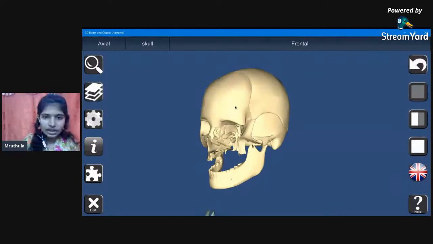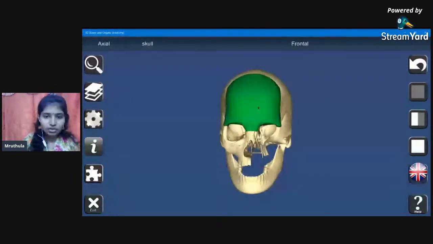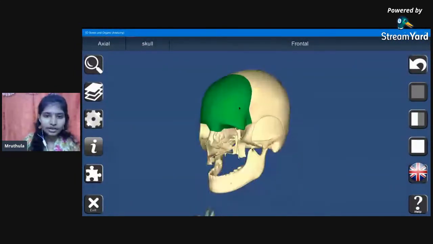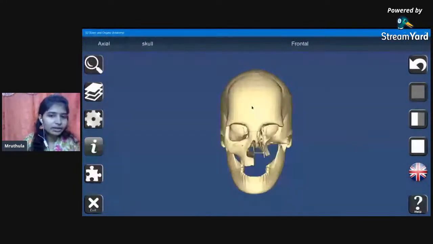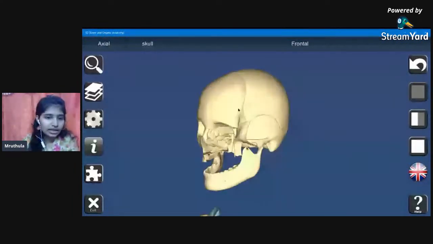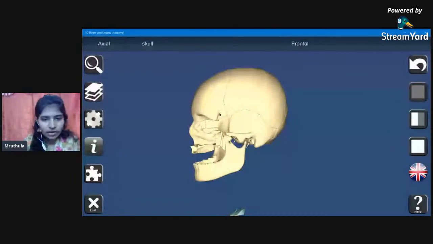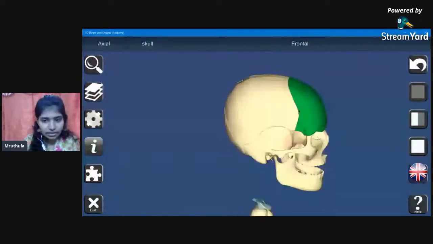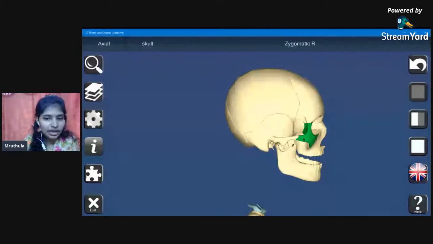So here, what are we seeing? A skull bone. We have the frontal bone here. I said there is a frontal sinus. This green highlighted portion is the frontal bone. In the frontal bone, we have the frontal sinus, right? Now we are seeing the left side of the skull. This is the right side of the skull. So we have zygomatic bone, maxilla and mandible. This is maxilla and this is mandible.